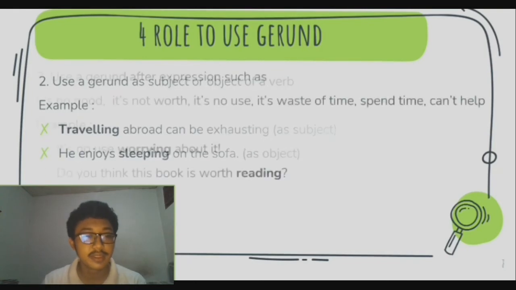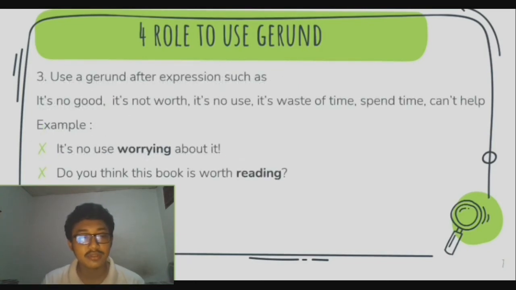Next up, we can also use a gerund after expressions such as it's no good, it's not worth it, it's no use, it's a waste of time, spend time, can't help. For example, it's no use worrying about it, and do you think this book is worth reading? Here, worrying and reading are the gerunds of both sentences.